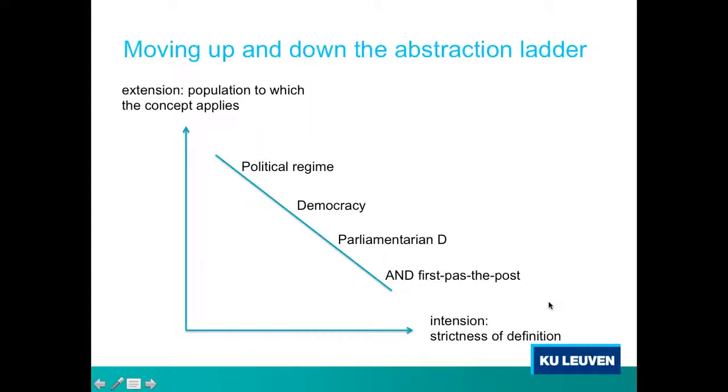Okay, if we now only take the right side of the conceptual tree, the former slide, we get this. So you have the intention as independent variable, meaning the strictness of definition. You have extension, population to which the concept applies, and you have here the chain of concepts whereby that one is a subset of this one, and this one is a subset of democracy, and everything is a subset of political regime. Depending on your case, you will take a different position on this abstraction ladder.